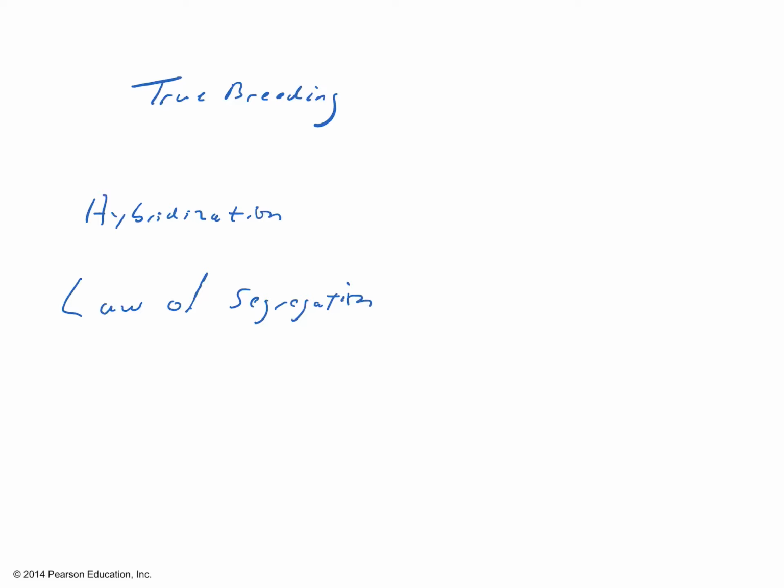Okay. Gregor Mendel actually developed two laws. The first one is the law of segregation. All right, and I'll explain what this means here in just a minute. But he developed this law of segregation by doing his very first, most simple experiments.